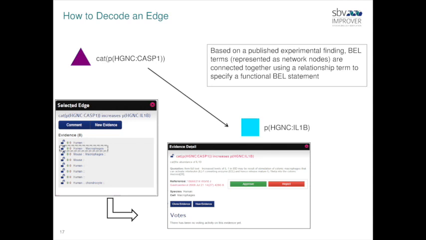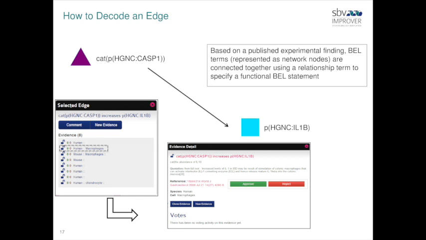So here, moving toward a specific example would be the catalytic activity of the caspase-1 protein has the effect of increasing the protein abundance of IL-1 beta. And so here are screenshots directly from the NVC website. On any of the networks on the website, you can click on specific edges, and there's additional information displayed related to that specific edge.